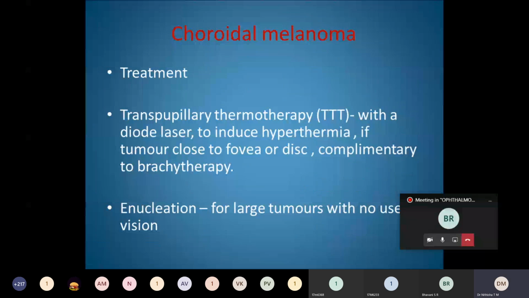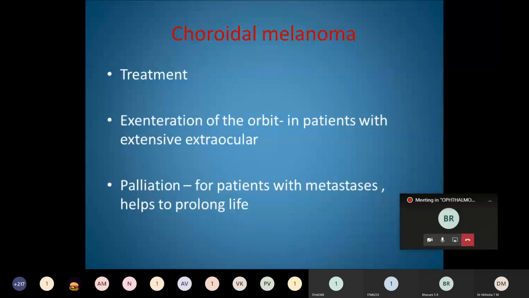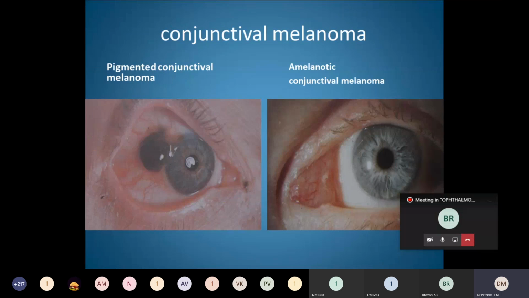Choroidal melanoma treatment is first TTT, transpupillary thermotherapy with a diode laser to induce hyperthermia. For tumors close to the fovea or disc, it is complementary to brachytherapy. Enucleation is for large tumors with very poor vision. Choroidal melanoma extension: what is exenteration? They may ask a viva question. Exenteration of the orbit is done in patients with extensive extraocular tumor. Palliation for patients with metastasis helps for prolonged life.